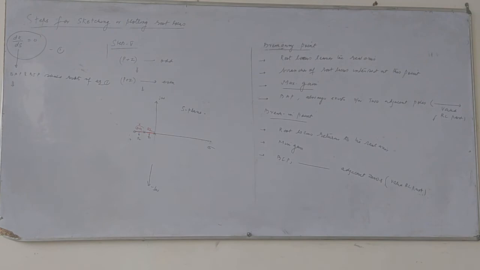They should be a valid part of the root locus. Maybe some are, some are not. Whichever are valid will qualify to be a breakaway or breaking point. Maybe there will be 3 roots of this equation, but out of the 3 roots, only 1 will qualify to be a breakaway point. The others will not qualify. How does it have to qualify? First of all, it has to be between 2 adjacent poles. That is condition number 1. Number 2, it should be a part of the root locus.